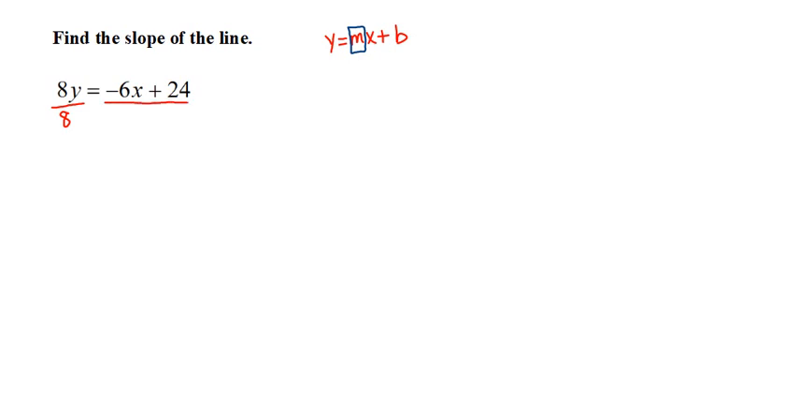Now what I do to one side of an equals I have to do to the other as well. So I'm going to take this entire quantity here and divide it by 8. When I take 8y divided by 8, the 8's cancel each other out, and that leaves me with y. On the other side, I have negative 6x plus 24 being divided by 8. That's the same as saying negative 6x over 8 plus 24 over 8.